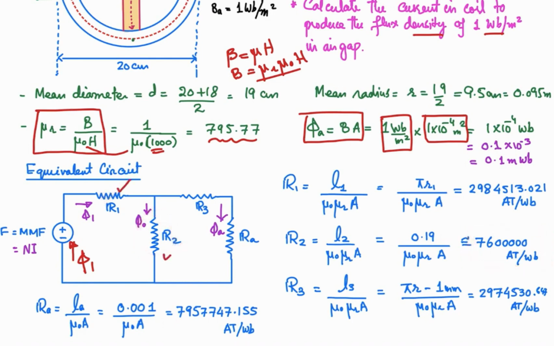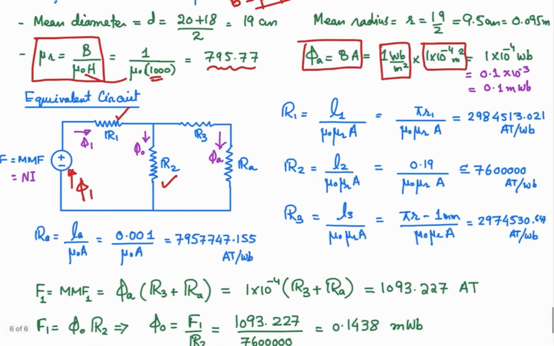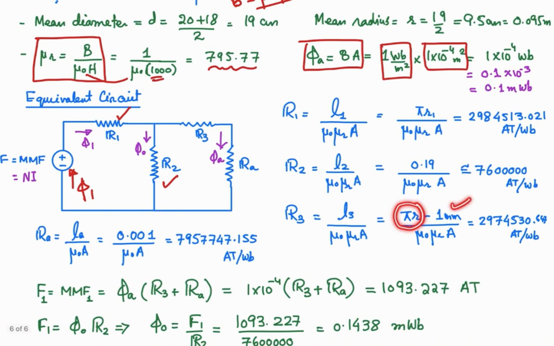Okay, now what next we are going to do? We are going to calculate this R3. So how to calculate R3? The distance, circumference minus this 1 mm, because that is the air gap over here. That is not to be considered as a part of that one. So pi r, half of the circumference, minus 1 mm divided by mu naught mu r A. So plugging in the values, you can work out what is this reluctance R3.